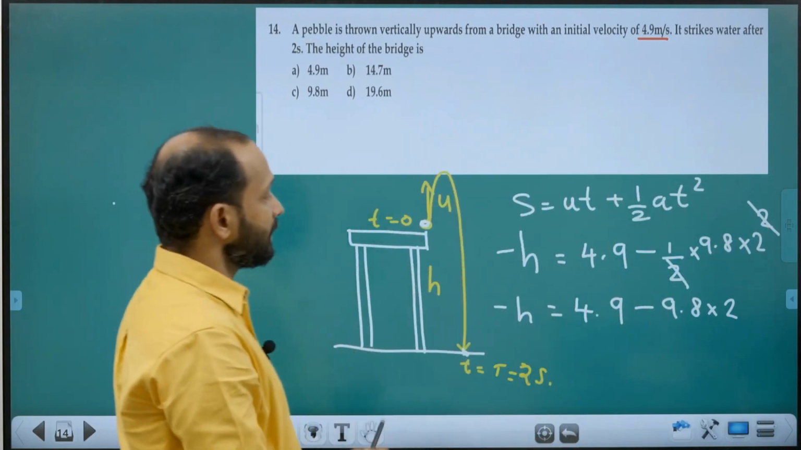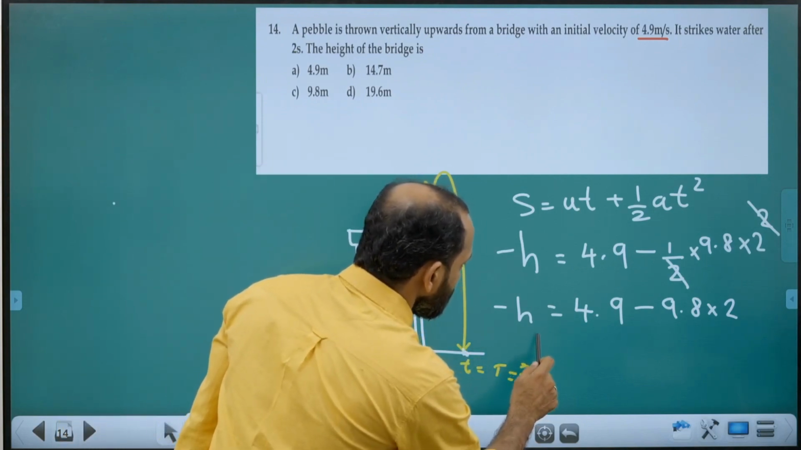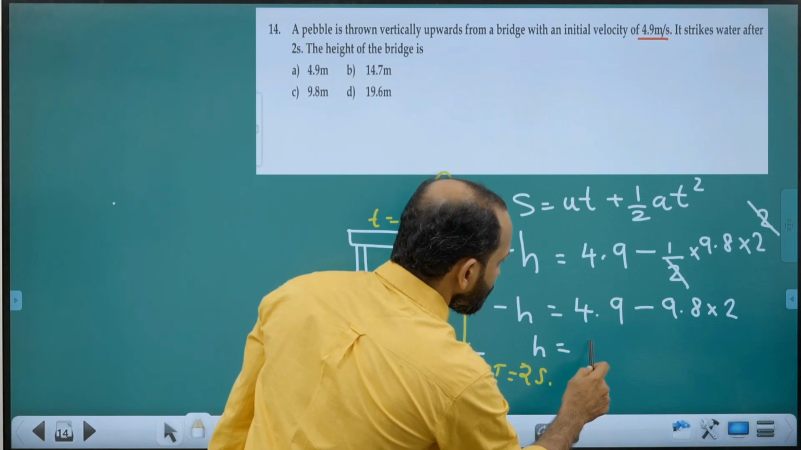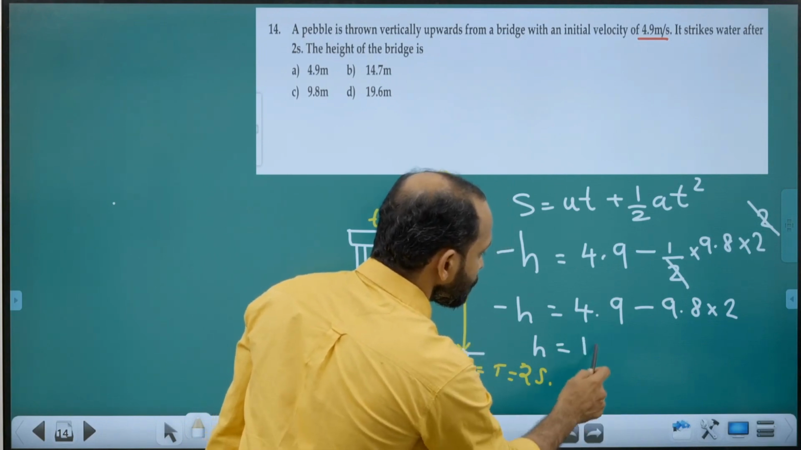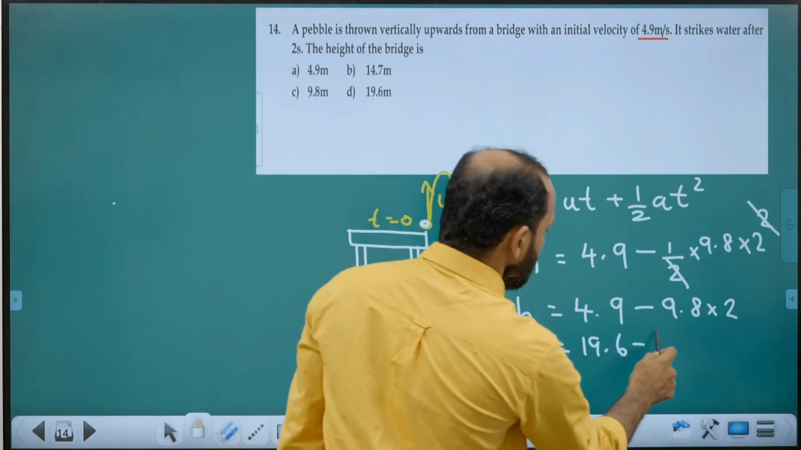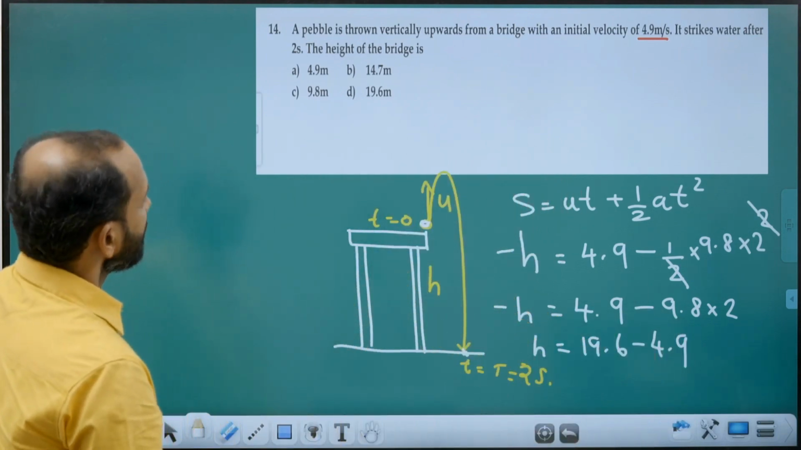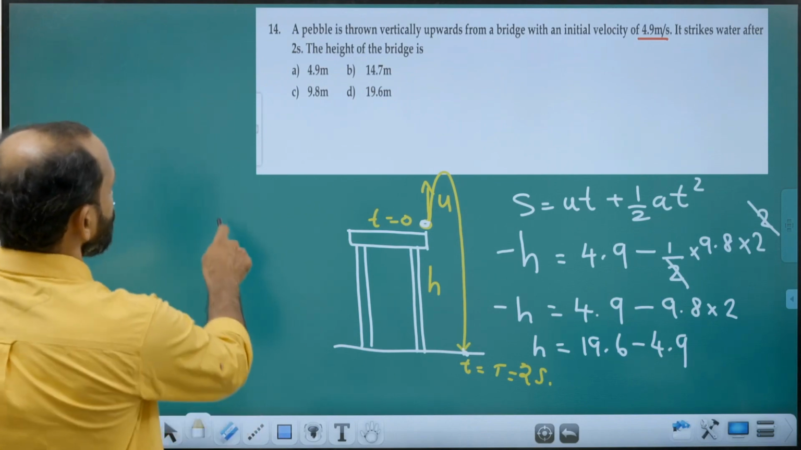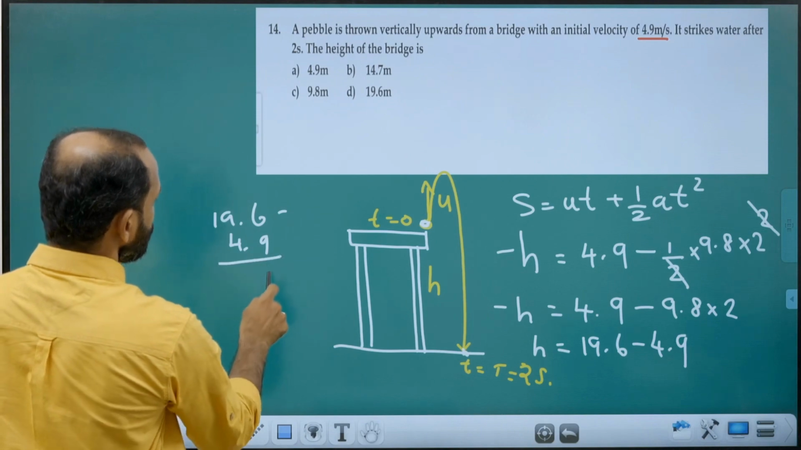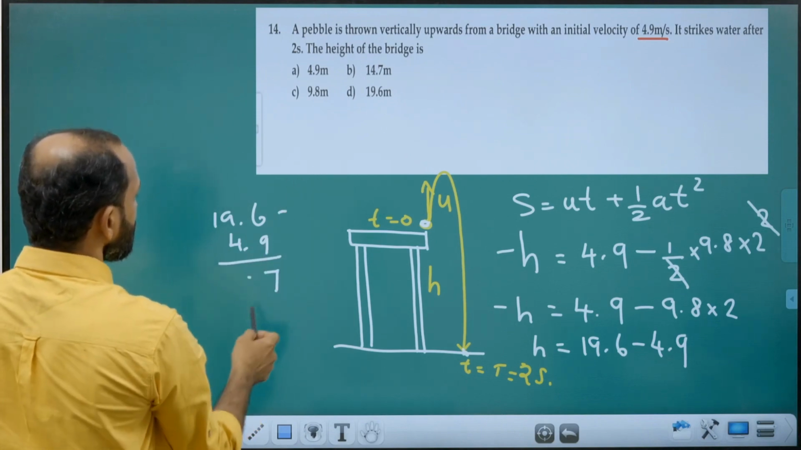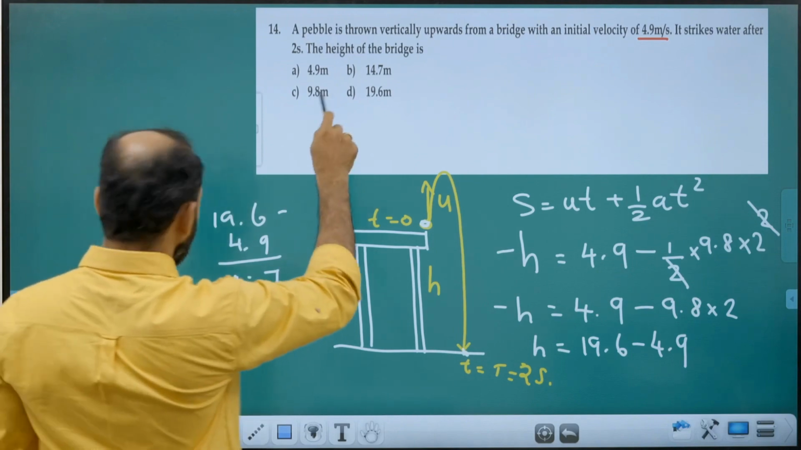So minus h is equal to that, that is h is equal to 9.8 into 2. What is 9.8 into 2? That is 19.6 minus 4.9. So what is the correct answer? 19.6 minus 4.9 will be 14.7. There is only one answer possible. So the answer is the box.